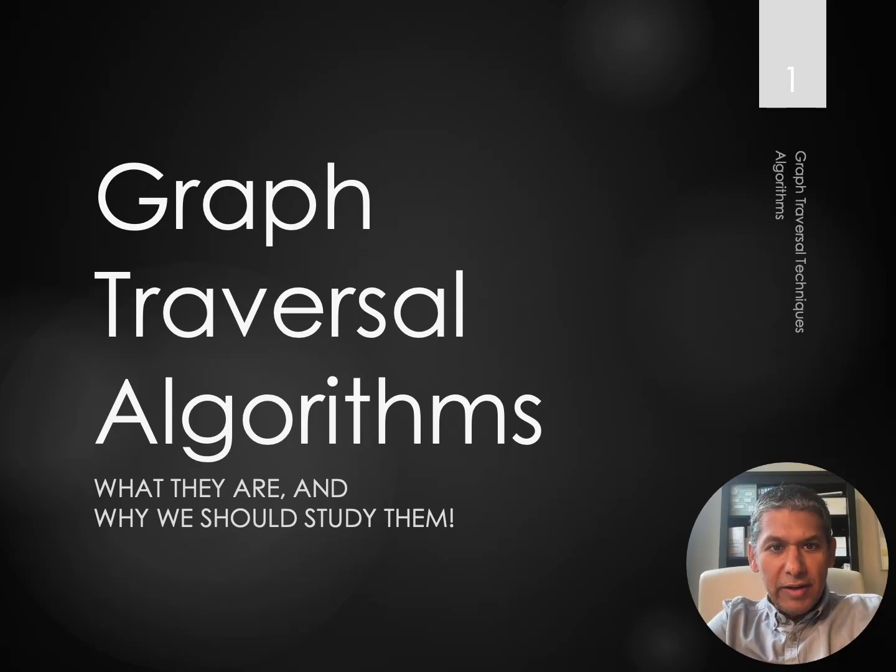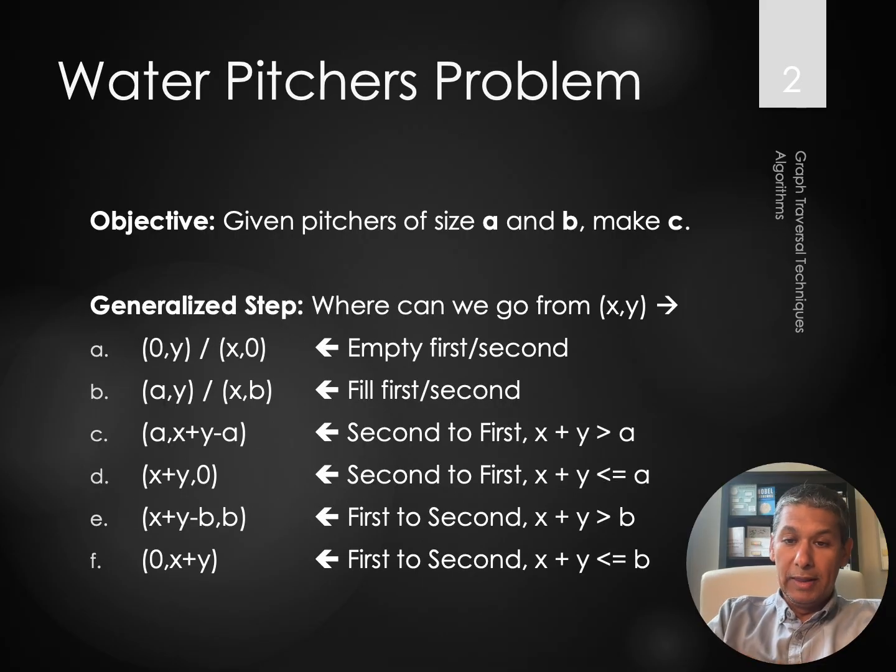Great, we are having an introduction to graph traversal algorithms by way of using the water pitchers problem. In the water pitchers problem, we're given pitchers of sizes A and B, and we want to make C units of water. For example, we could have been given two water pitchers of sizes 5 and 8 units of water, and we want to arrive at a situation where one of the pitchers has 1 unit of water.